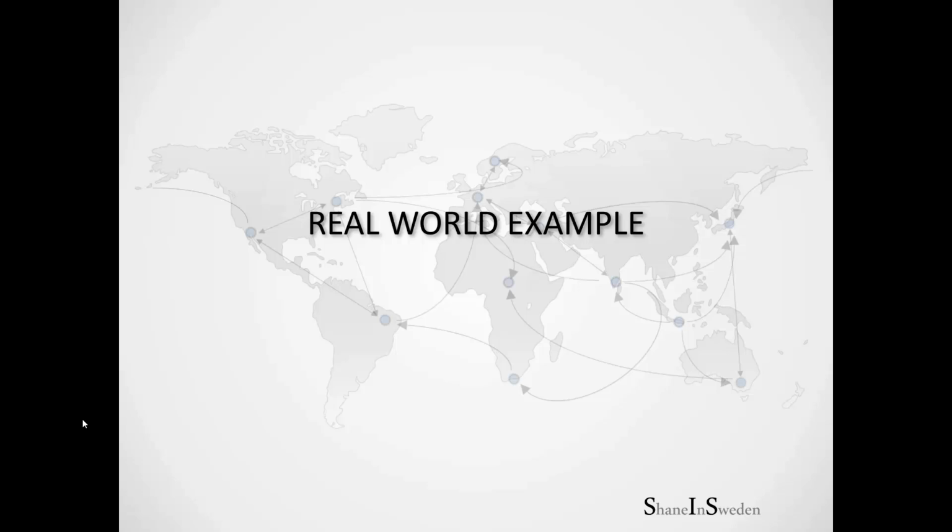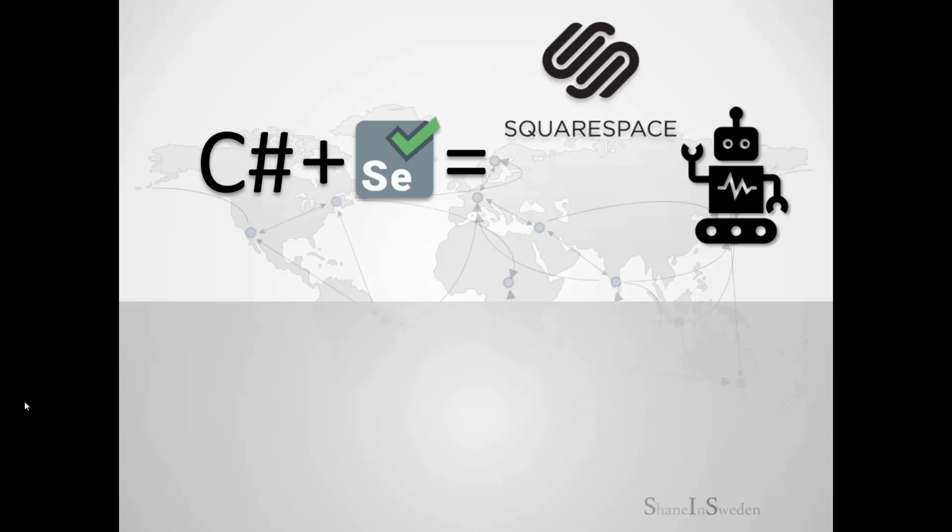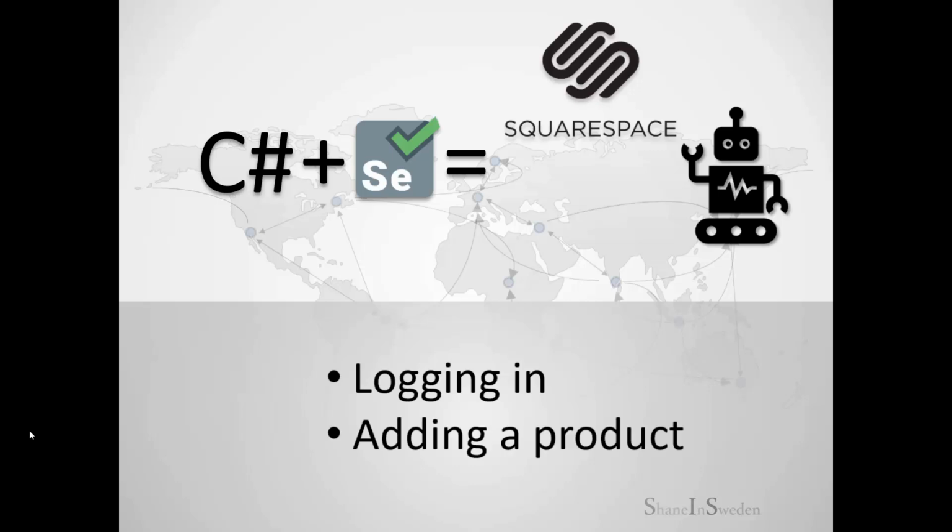In our case, we're going to look at a real world example of a job I had to do manually and why it was a good choice to automate. The tools we're using here are Selenium and C Sharp, and the tasks we're doing are Squarespace administrative tasks. We're going to look at two tasks: logging into Squarespace, how we can automate that, and adding a digital product, how we can automate that. So let's go over to Squarespace and look at what it is and why we'd want to automate it.